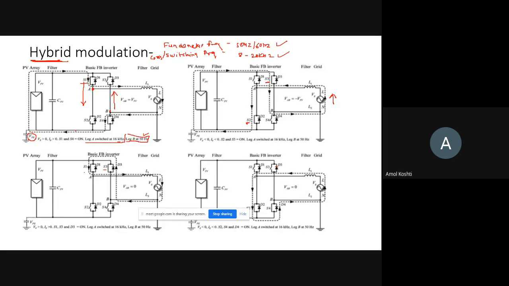So for every operation, one switch from the A leg we are switching at some frequency, and one switch from the other leg we are switching at another frequency.